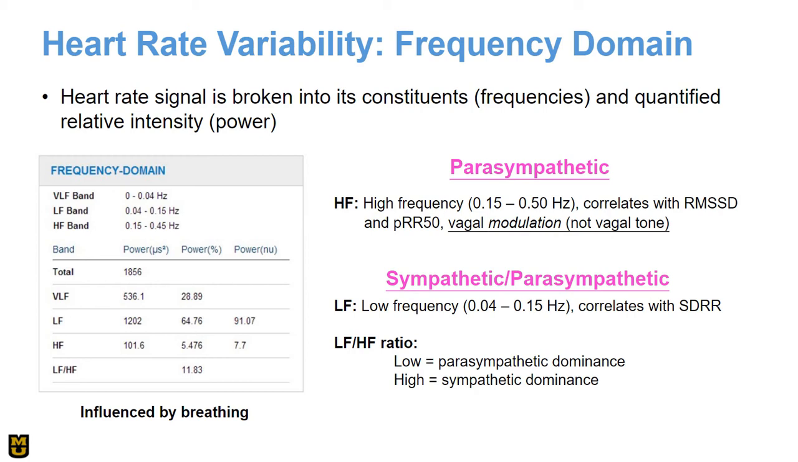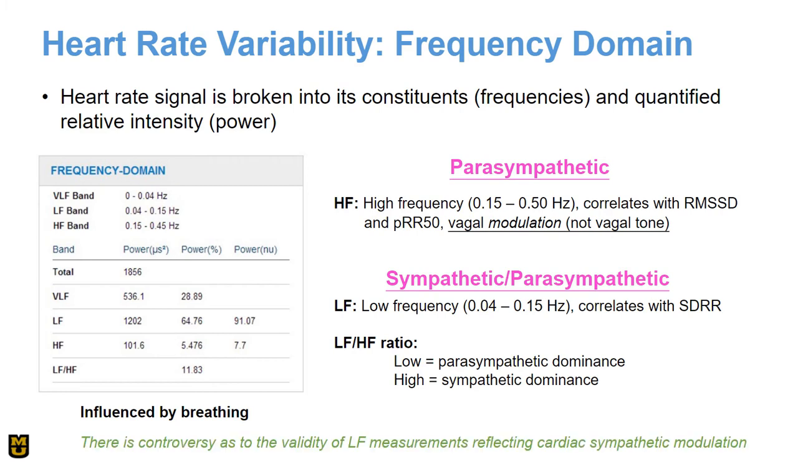But in general, if you're looking at sympathetic or parasympathetic balance, so the imaging down here on the bottom, you might want to look at the low frequency band of heart rate variability, so the 0.4 to 0.15. And these data should correlate pretty well with the SDRR that I went over on the previous slide. However, there's a lot of controversy to the validity of the low frequency measures reflecting very specifically cardiac sympathetic modulation. So you may see some papers that say, cardiac sympathetic activity has gone up with our intervention because we see a change in the low frequency band.